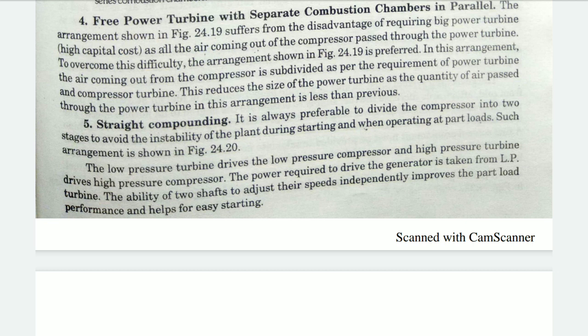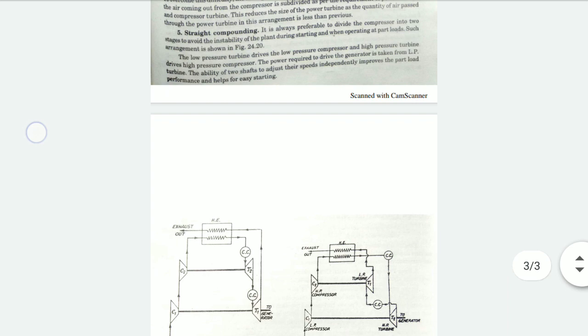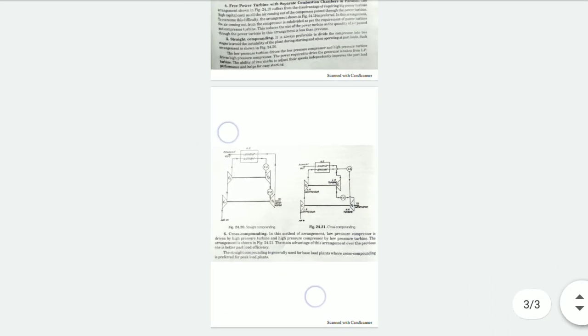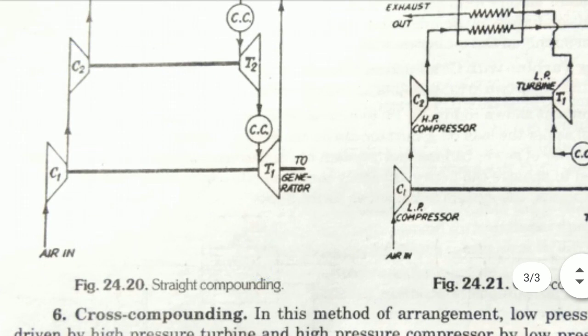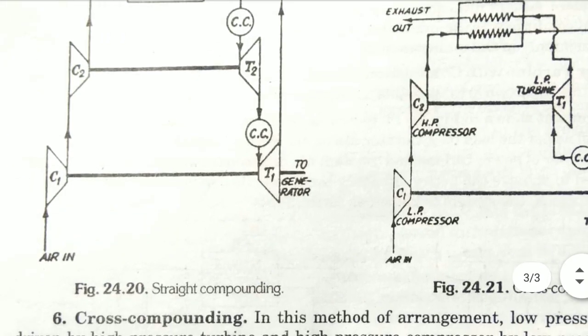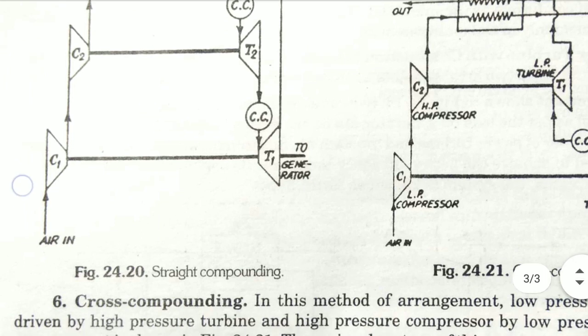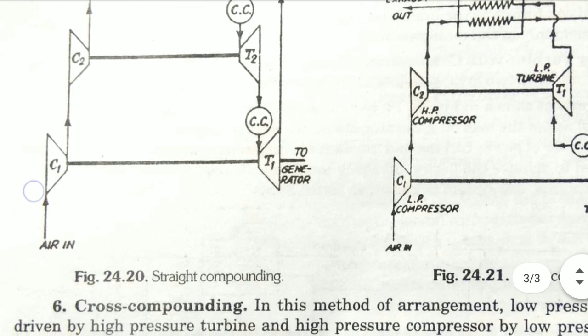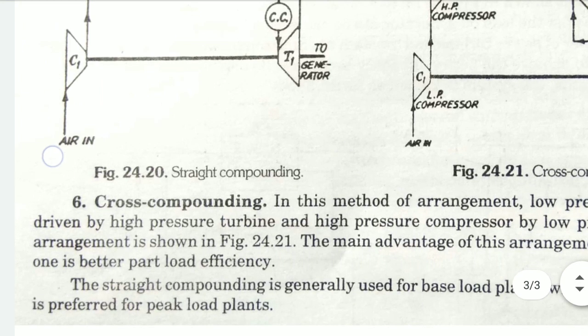So the low pressure turbine drives the low pressure compressor and the high pressure turbine drives the high pressure compressor. The power required to drive the generator is taken from the low pressure turbine. The ability of two shafts to adjust their speed independently improves the part load performance and eases starting. So if we see, both the turbines and compressors are running with the help of each other. C1 is the low pressure compressor, T1 is your low pressure turbine, C2 is the high pressure compressor and T2 is the high pressure turbine, and the generator is connected to the low pressure turbine.